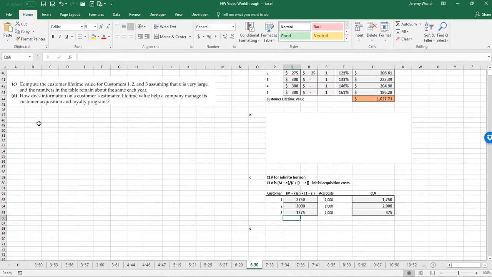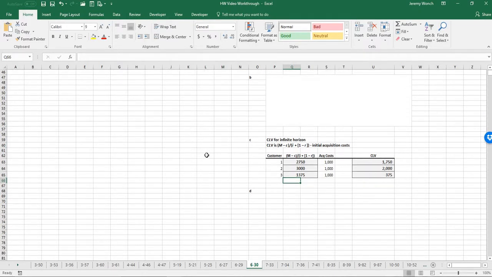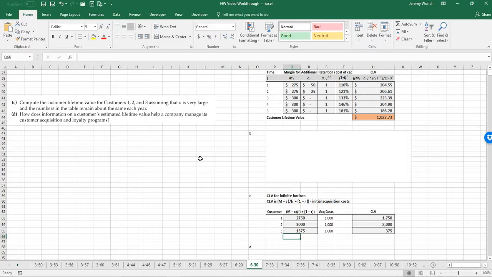And so part 4 says, okay, how does this information on the customer's estimated lifetime value help a company gauge its customer acquisition and loyalty programs? And so, by understanding what it costs to acquire a customer, how profitable that customer is, and also how long you plan on keeping them or can keep them, is going to make a significant difference. And so the idea of loyalty programs and keeping customers around can be a huge deal.